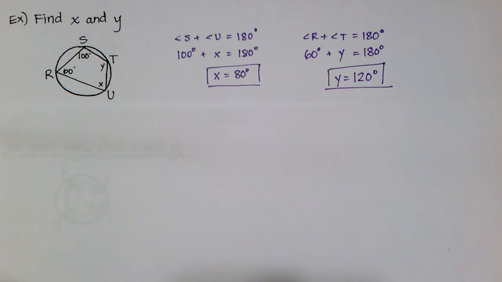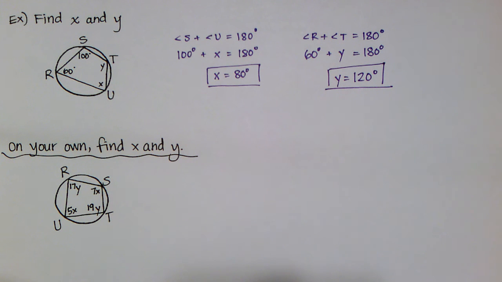And I'm done. So on your own, I want you to do the same thought process. I have a circle here with an inscribed polygon. It's a quadrilateral. And I want you to find out what x and y would be. And come with that when you come back to class, along with any questions you might have.